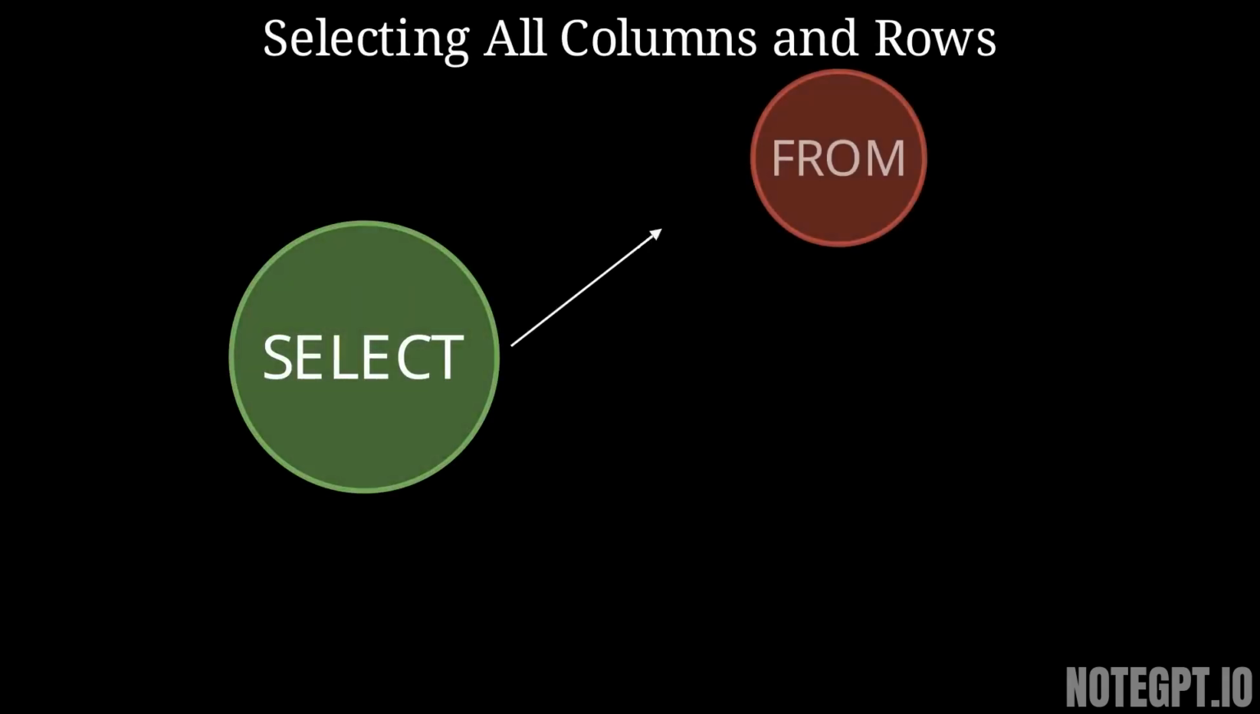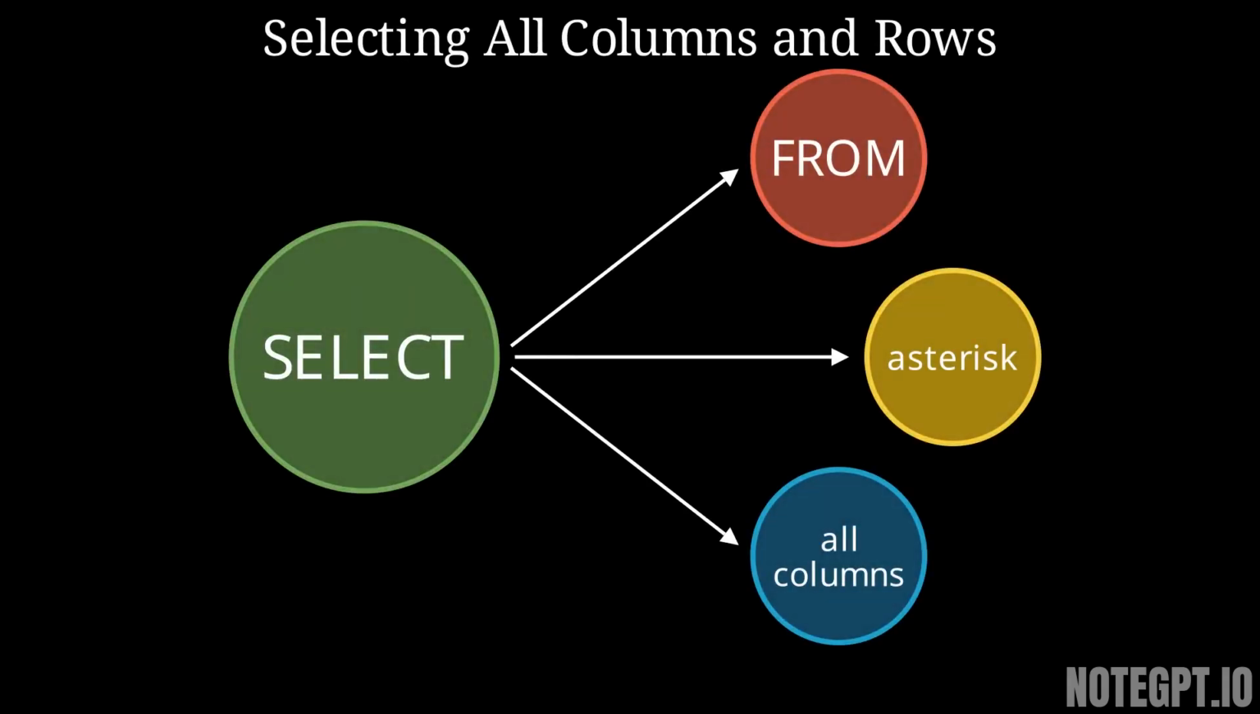The simplest SQL query displays all columns and rows from a table. Use select * from table_name. The asterisk means all columns, and the table name is specified in the from clause.